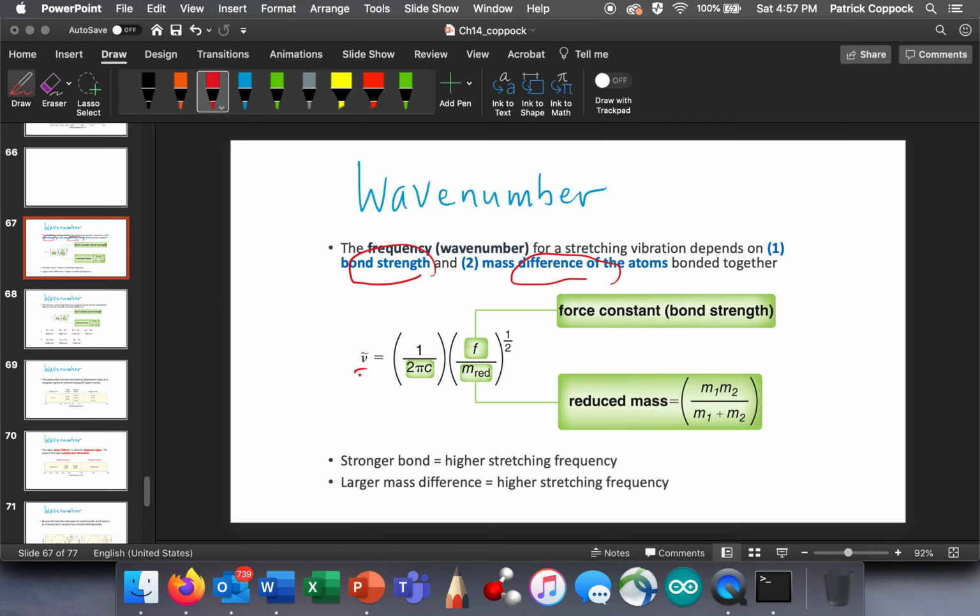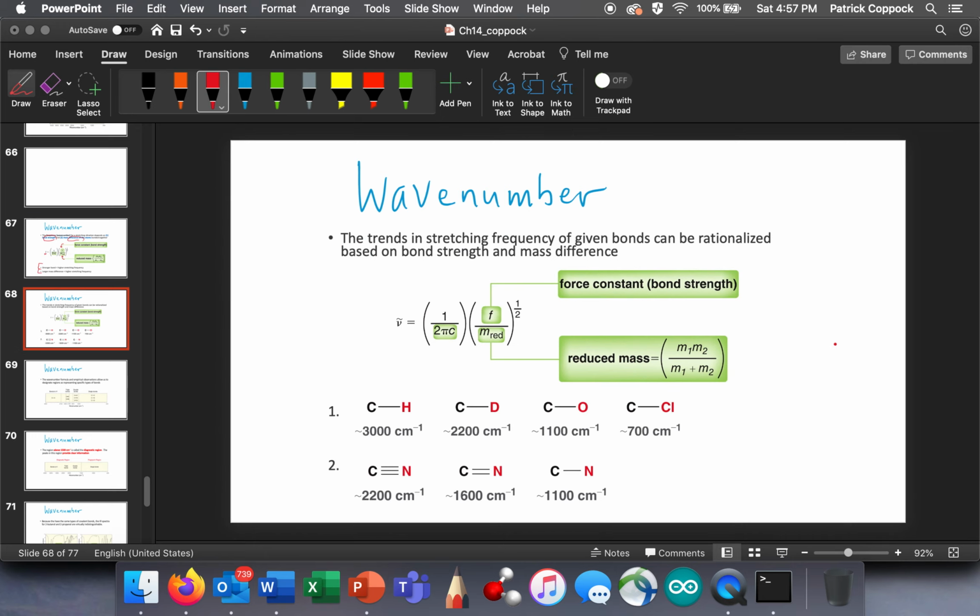So the wave number is calculated according to the following equation, where this is the force constant, which is essentially the strength of the bond, and this is the size of the atoms. So the stronger the bond, the higher the stretching frequency, and the larger the mass difference, the higher the stretching frequency. We're going to probe that in more depth now. The trends in stretching frequencies of given bonds can be rationalized based on bond strength and the mass difference, as we said before.